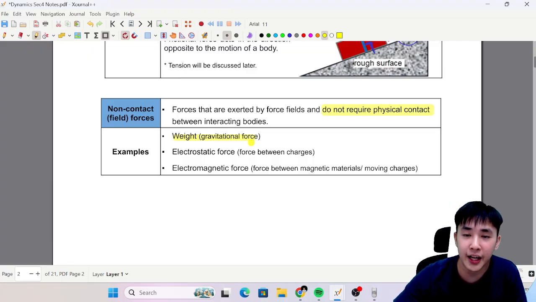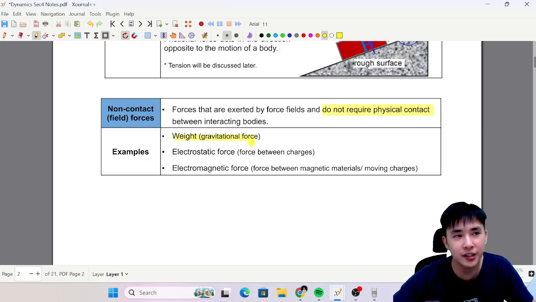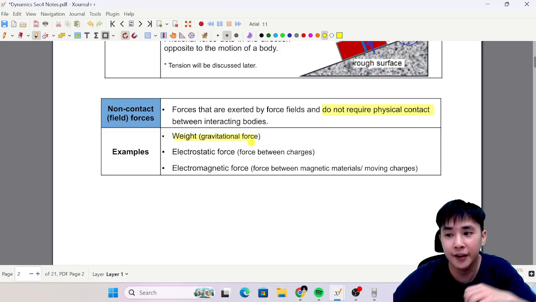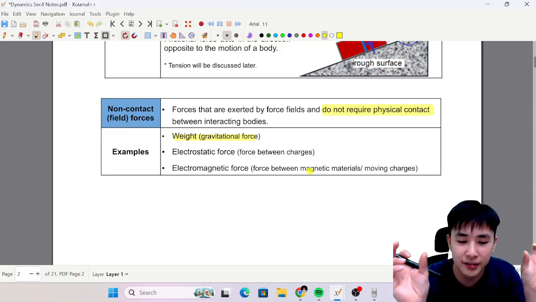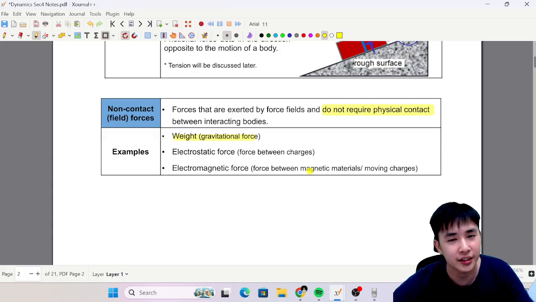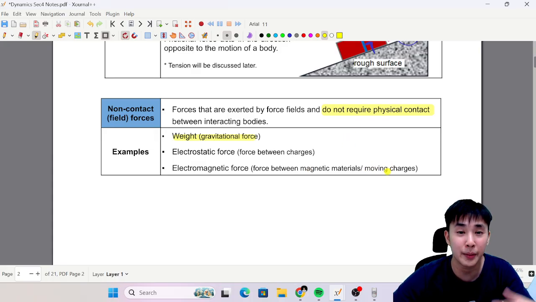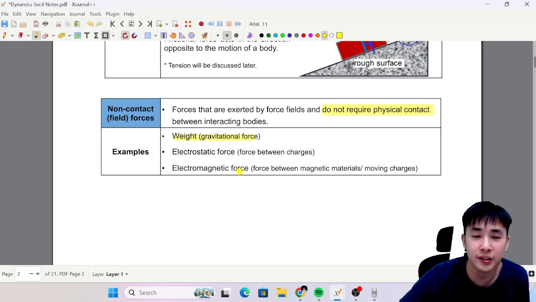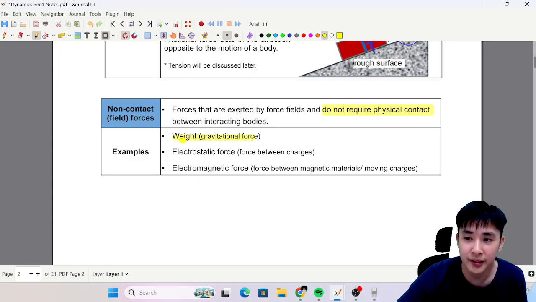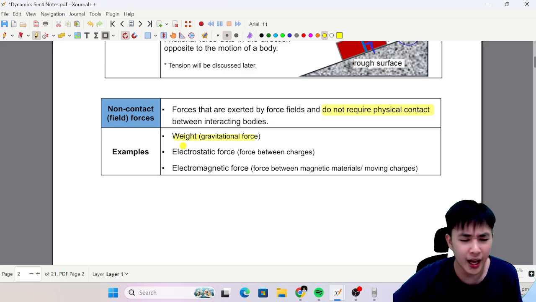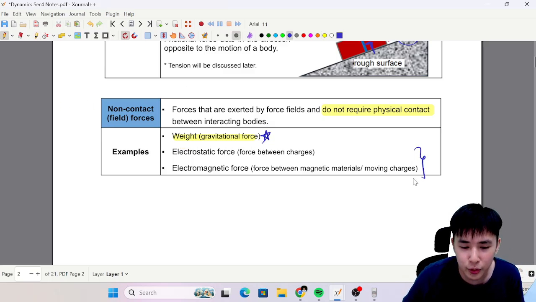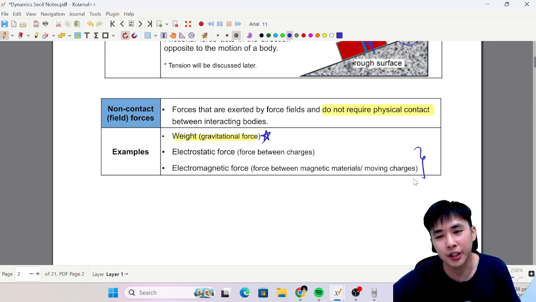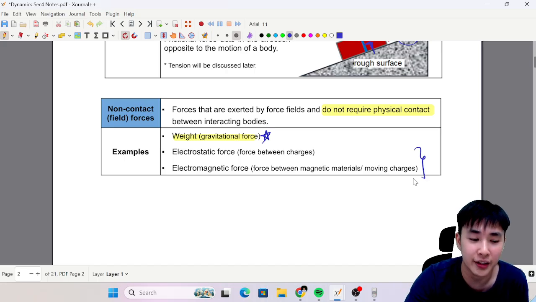You also have electrostatic forces, which are forces between electric charges. And finally, you have electromagnetic forces, which are forces between magnets or moving charges. When you have moving charges in a magnetic field, you also tend to get forces. You'll learn about electromagnetic forces, electric forces, and weight in the later chapters. Actually, weight you will learn later in this chapter. These two you will cover much later in the future, but it's good to know that these are non-contact forces.